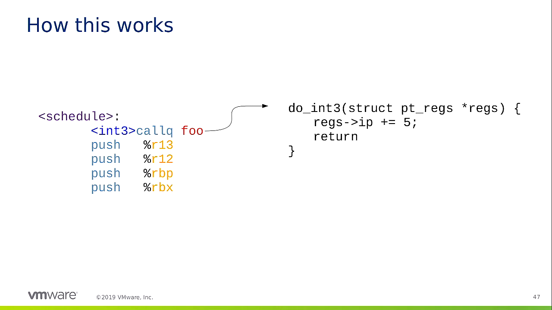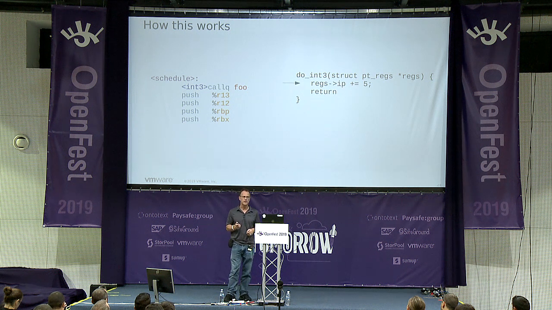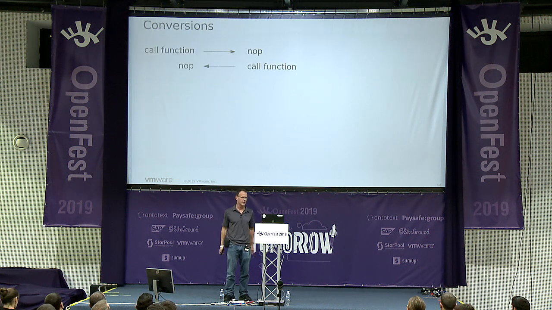But the interrupt handler or the exception handler is given a pointer to the state. So what we do here is the IP is the instruction pointer, and we add 5 to it. Remember, it was 5 bytes? And then we return, and it returns past it, so we actually never execute the code. So basically, we just emulated a no-op. No matter what was there, we're able to emulate a no-op, and the kernel is all happy about that.